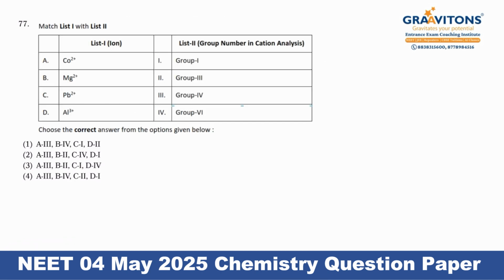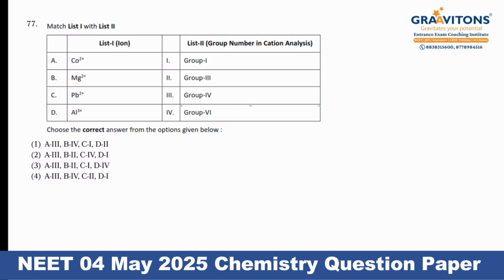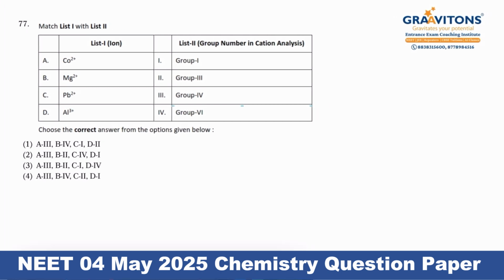That is option 3. Match the following. 77th question. It's such a direct question from practical chemistry. We know that Pb2+ comes under group 2, Al3+ comes under group 3, cobalt comes under group 4, and magnesium comes under group 6.